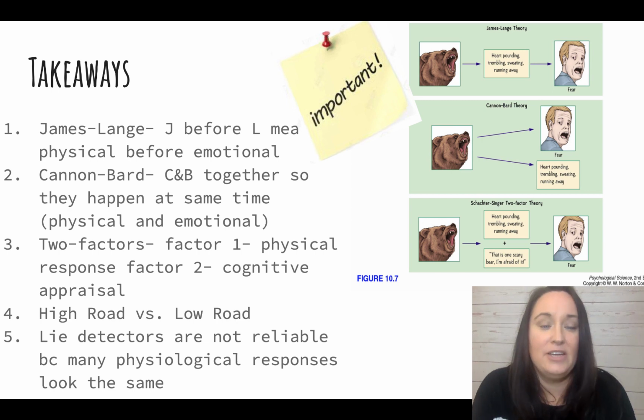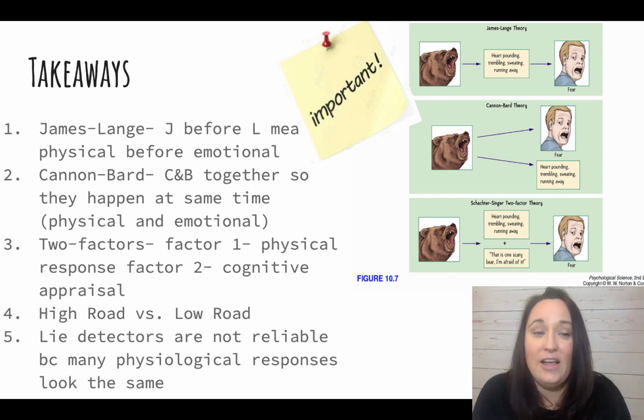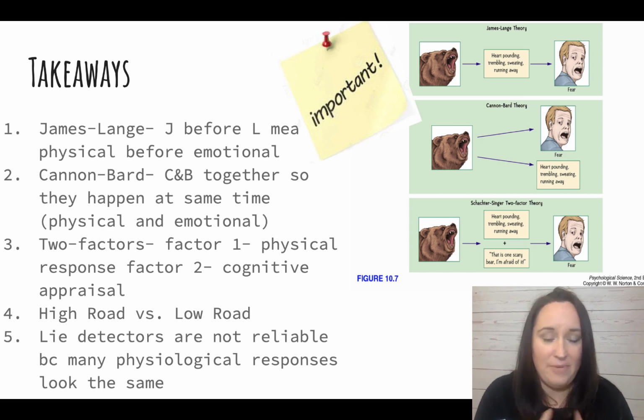So takeaways. James-Lange, J before L, physical before emotional. Cannon-Bard, C and B, happen at the same time. Two-factor theory, the factors are physical response and cognitive appraisal. And then high road versus low road. Remember, high is the cerebral cortex, the highest part of the brain. Low road, it goes right from the thalamus to the amygdala. Lie detectors: not reliable, and generally not admissible in court.